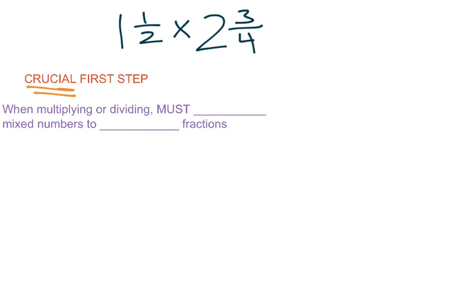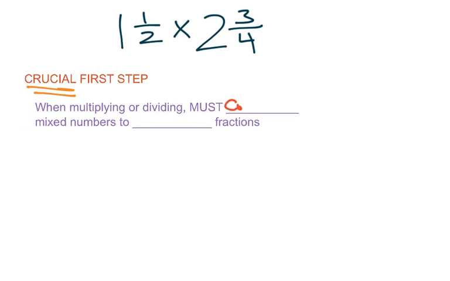Let's all talk it out, on the count of 3. 1, 2, 3. When multiplying or dividing, must change. And I don't want change. I want a different word. Oh, yeah. Okay. When multiplying or dividing, must convert. Very good. We're going to convert. And then, sorry, I had to sneeze. Let's take it all the way through, class, on the count of 3. 1, 2, 3.